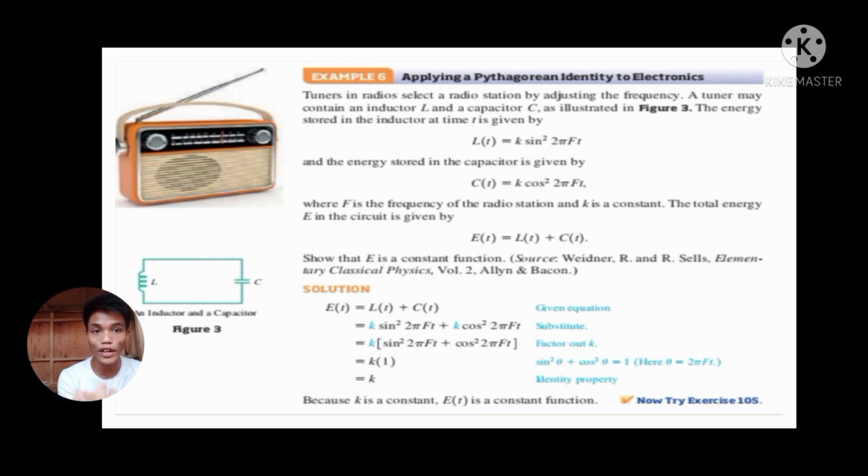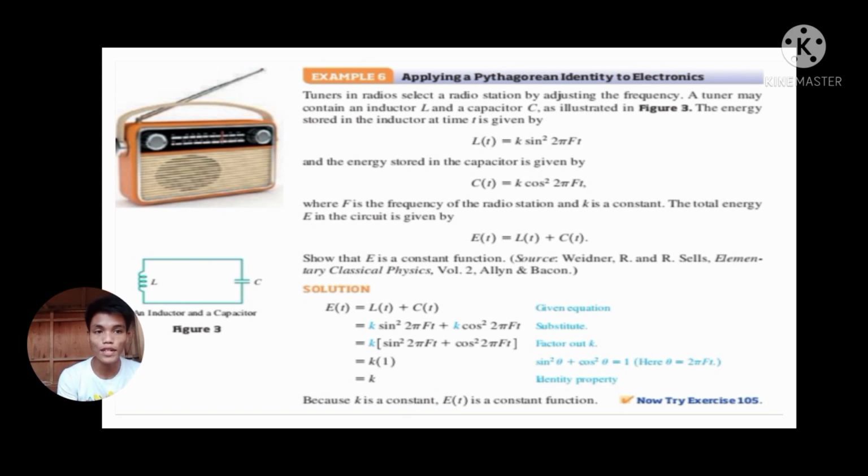Here F is the frequency of the radio station and K is a constant number. The total energy in the circuit is given by E. What we're going to find here is the total circuit energy. So E is the total energy in the circuit. E of t is equal to L of t plus C of t. So let us show that E, or the total energy, is a constant function.